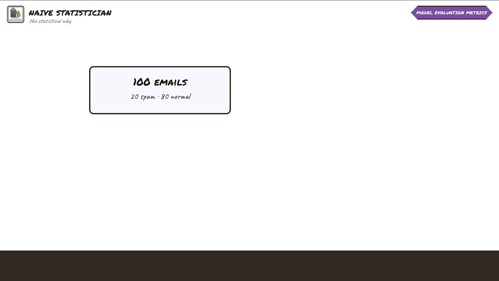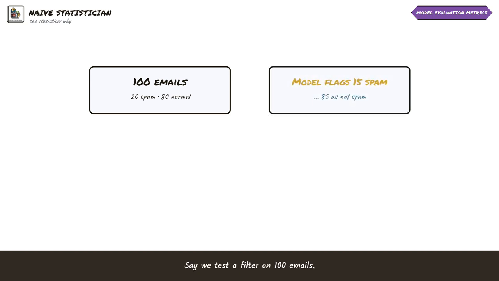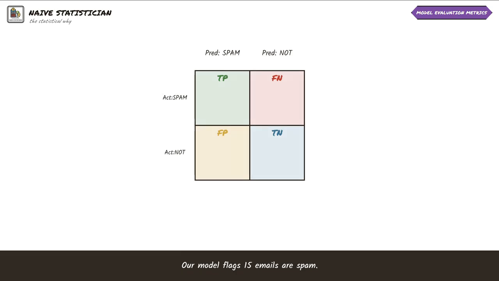Let us run a concrete example. Say we test a filter on 100 emails. 20 are actually spam, 80 are normal. Our model flags 15 emails as spam. 12 of those flagged emails were actually spam. That is 12 true positives. 3 were normal emails that got blocked. 3 false positives. Of the 85 emails the model said were normal, 77 actually were.